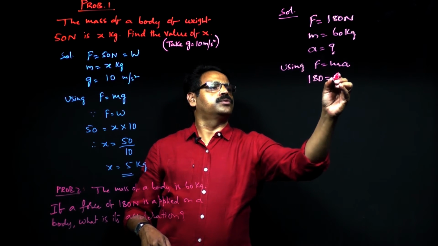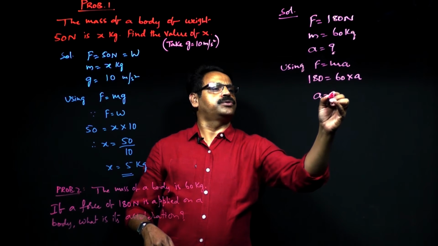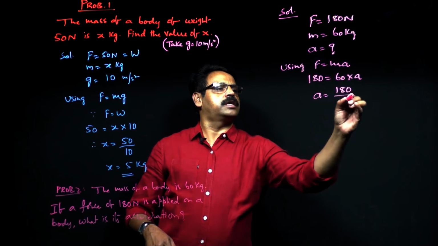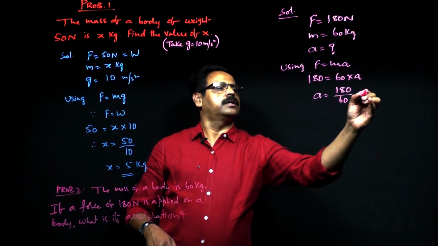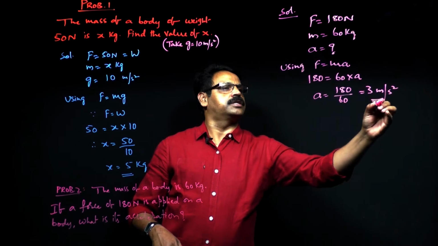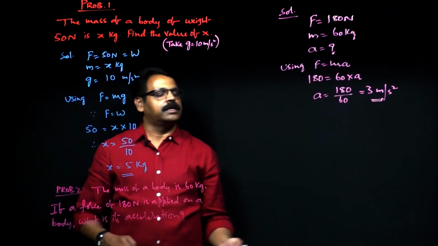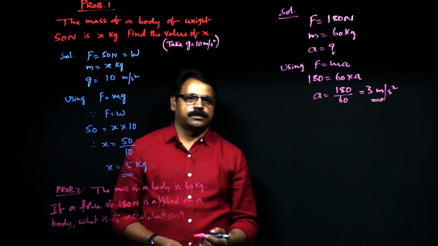180 is equal to 60 multiplied by a. Therefore, simplifying this equation, I am getting 3 meter per second square as the acceleration. So here, simply by using F is equal to ma, you can calculate the given parameter.